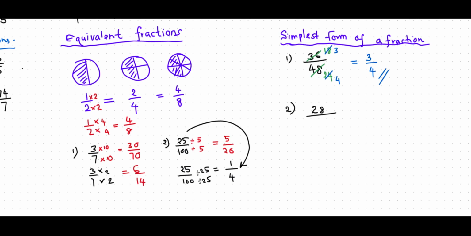28 over 70. Another one. 250 over 1000. 16 over 100. 200 over 60. Try to write all these fractions in the simplest form.